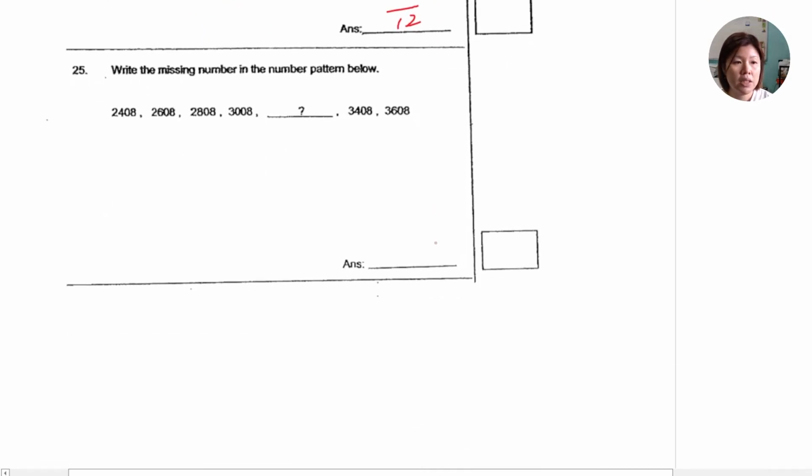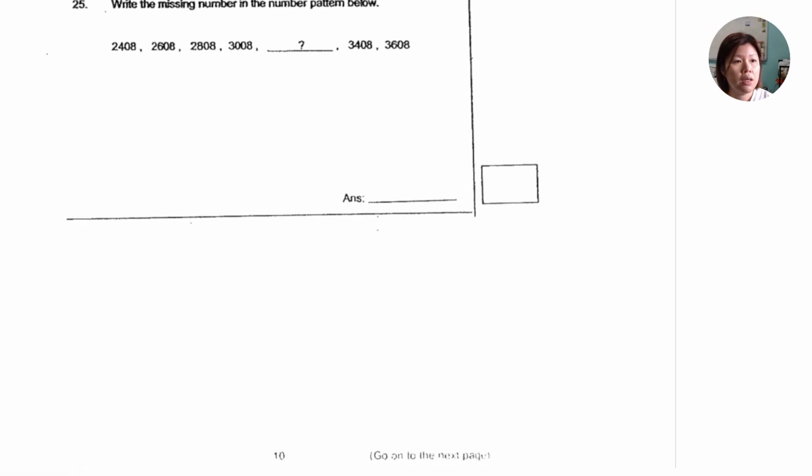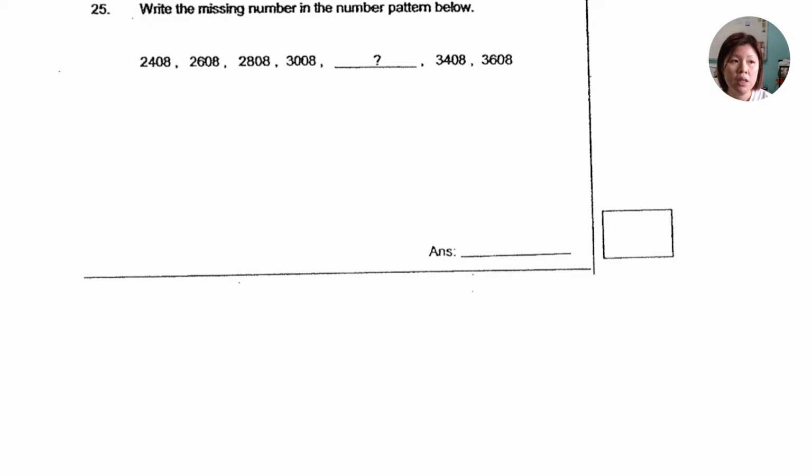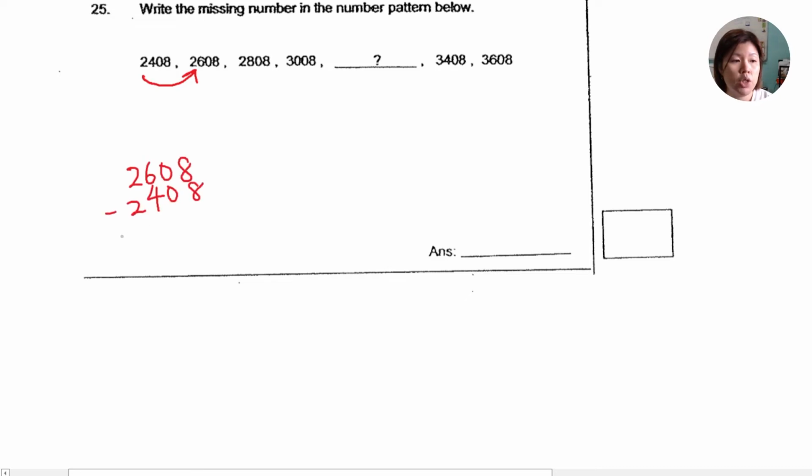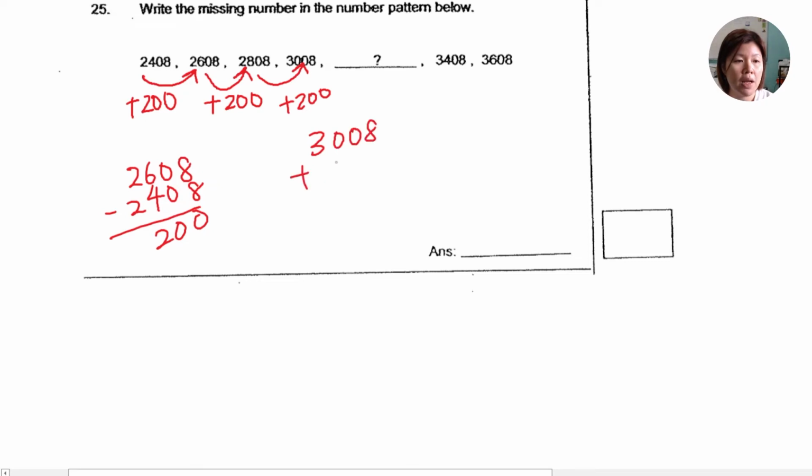Okay, next, number pattern. Let's zoom in a bit. Okay, number pattern, they are asking what is the blank question mark here. So with number patterns, always find how 2008 becomes 2608. We can take minus to double check. So it's plus 200. So here is plus 200. Constant means all the same. So we can take 3008 plus 200. We will get 3208.